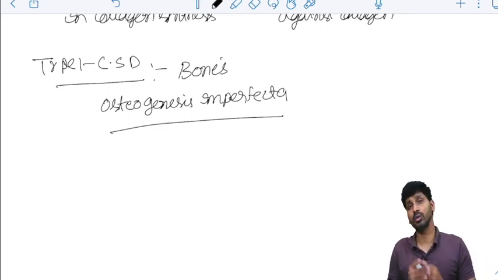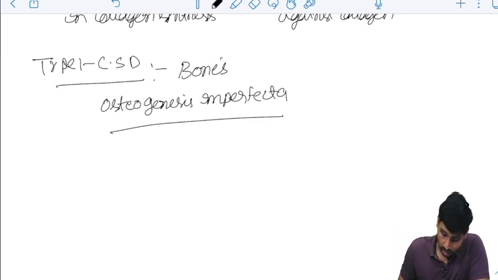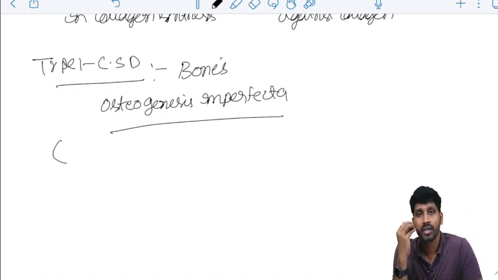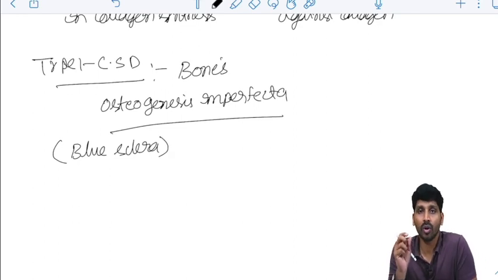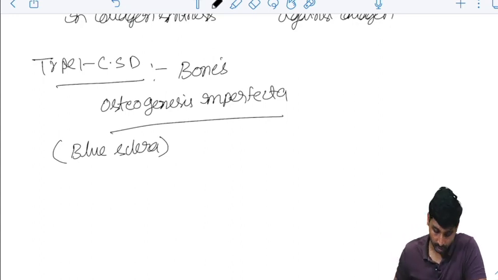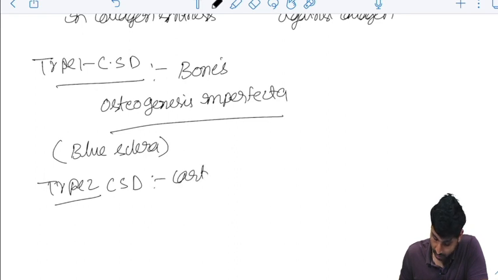So what are the clinical features of this? We have seen that type 1 collagen is present in the sclera of the eye, right? So here the sclera of the eye is normally white in color. As there is a defect in type 1 collagen, the sclera of the eye will be bluish, called blue sclera. So that is a characteristic feature of type 1 collagen deficiency, where in place of white sclera there will be bluish colored sclera. And next is type 2 collagen synthesis disorder, which takes place in cartilage.